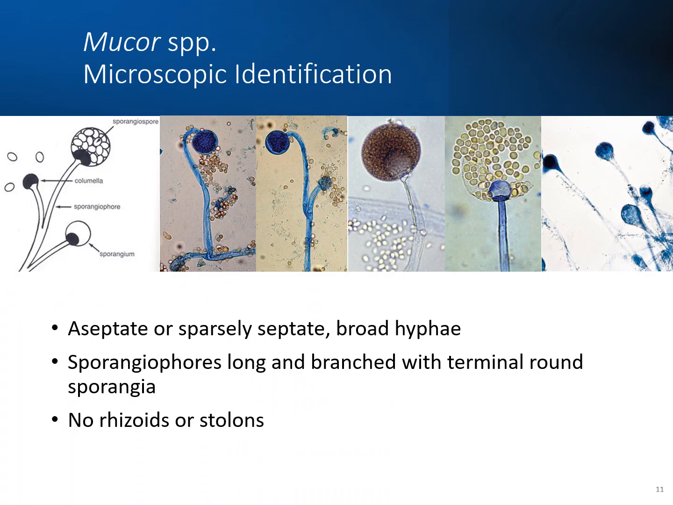The Mucor species have broad hyphae as well, and they are aseptate, but you can see an occasional septum. The sporangiospores are located within the sporangia, or the sporangium, and you can see those here where this one has popped open. These are what would get airborne and be distributed throughout the environment. The sporangiophores are very long, and they do branch, so you can see the short branch here, which ends in the very round sporangium. There are no rhizoids or stolons.